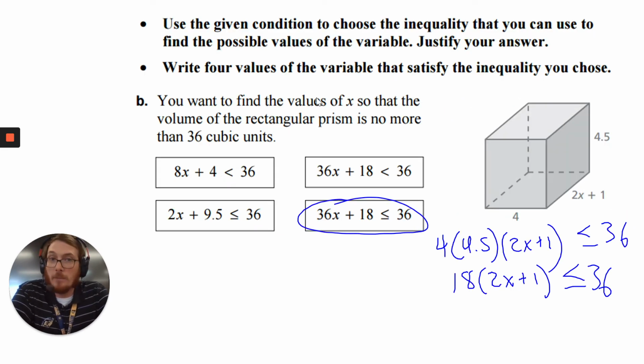Next one, volume again of the prism. So you do length times width times height. You can choose the order in which you multiply them. So my suggestion would be take 4 times 4.5 first, then times the 2x plus 1. Notice it says no more than, so it's got to be a less than or equal to. Remember, more than would be greater than, so this has to be less than or equal to in order to find that answer. It should be 36x plus 18, less than or equal to 36.